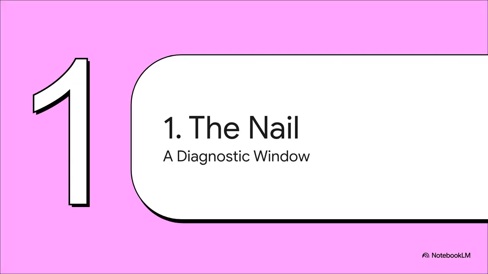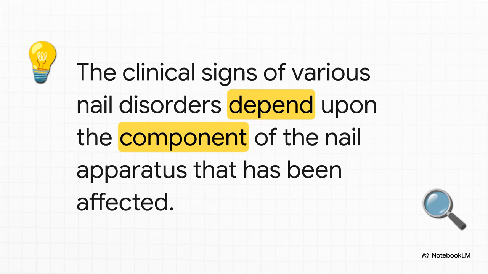All right, so first things first. The most crucial point here is to really see the nail not just as some appendage, but as a window. Every little change we see is a signal, and that signal can point to anything from minor local trauma all the way to a major systemic condition. And this, right here, is the simple principle that honestly unlocks everything else.